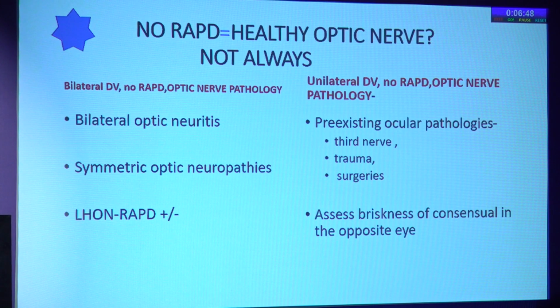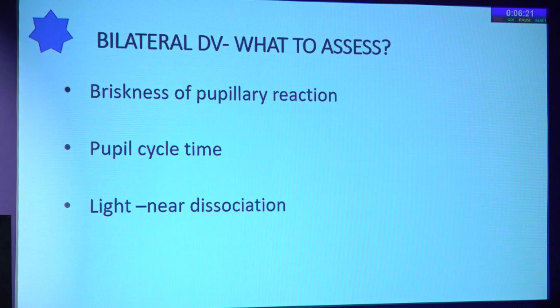In patients with defective vision, does no RAPD equate with a healthy optic nerve? Not always. If it is bilateral defective vision, if you're dealing with a bilateral optic neuritis or any of the symmetric optic neuropathies, especially a Leber's, then RAPD may not be detectable in those cases. Also, if your pupil is already compromised due to a third nerve palsy or a trauma or previous surgery, again you cannot assess an RAPD reliably in such patients.